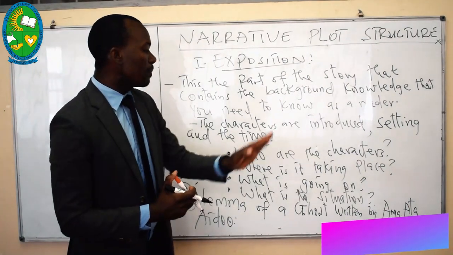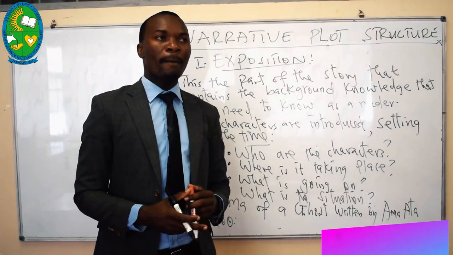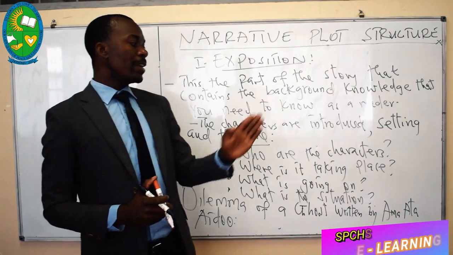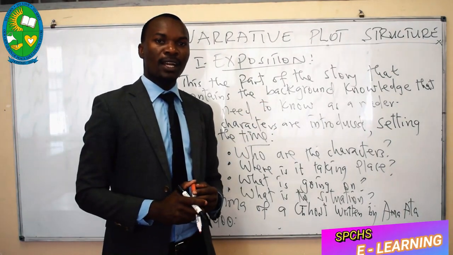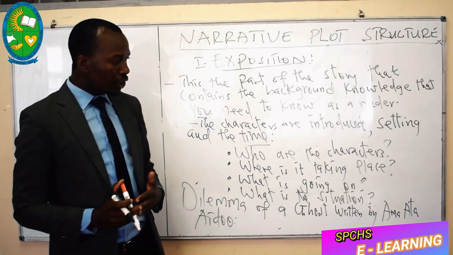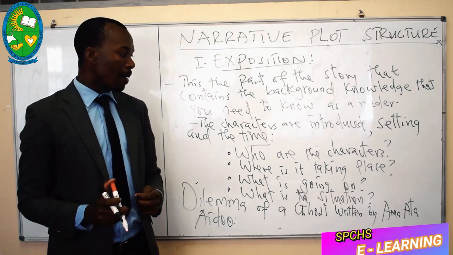Where is the story taking place? We are also told that the story is taking place at the family or the clan of the Fante, whereby the family of Ato, the main character, have been seated together discussing the marriage issues of Ato, who is their son, who has just arrived from America.